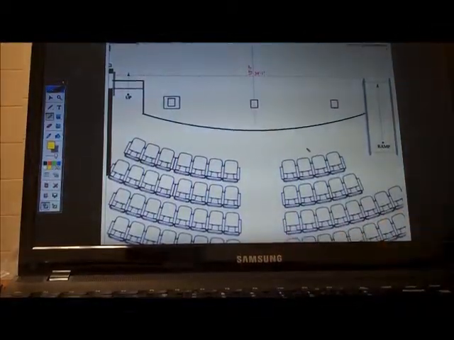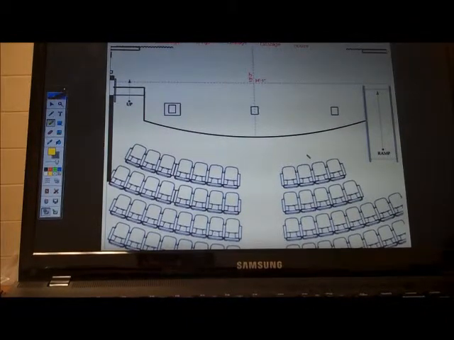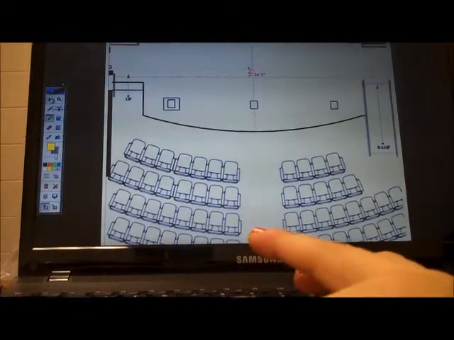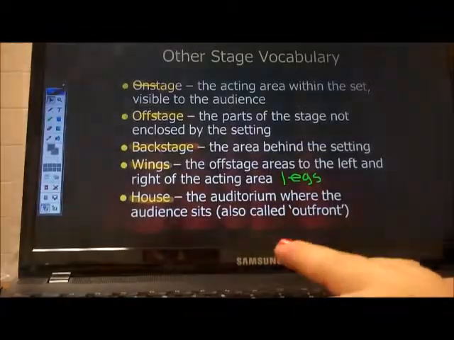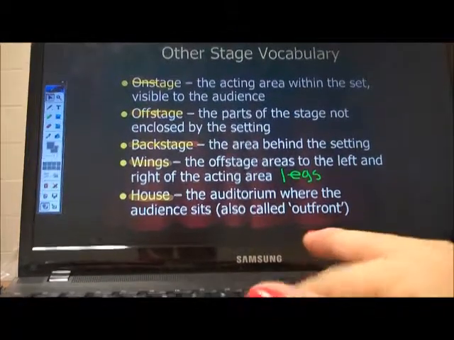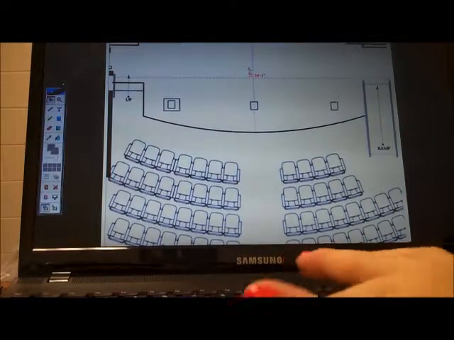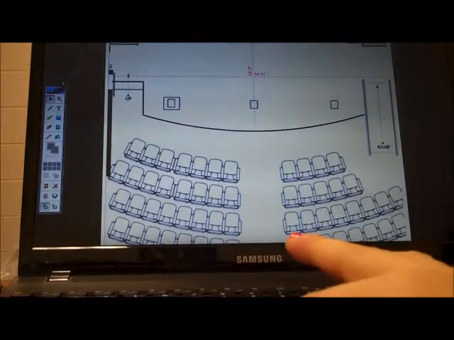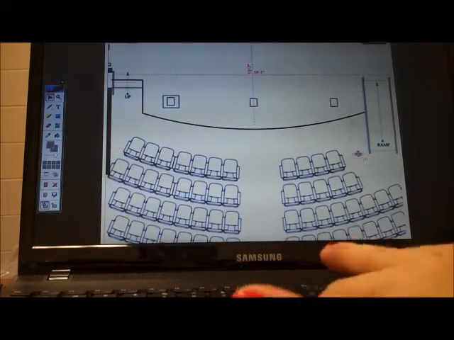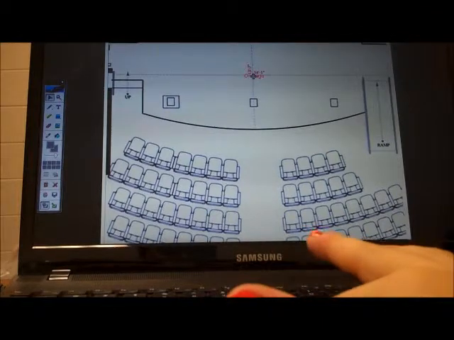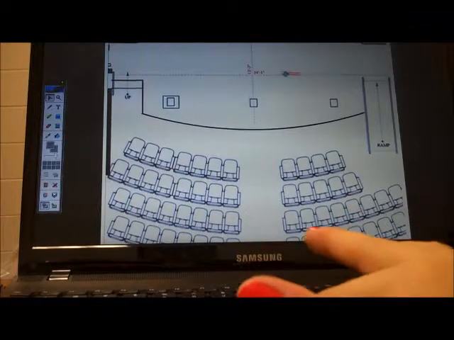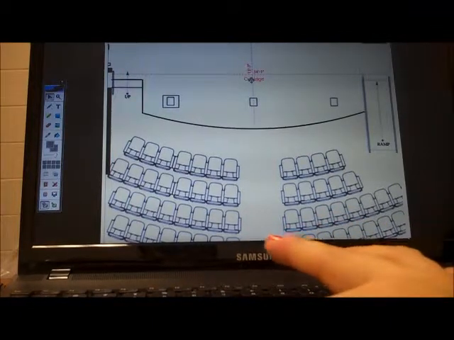Same with using that same random student selector, I would pick 5 students, and they would come up and grab these words. So I would say, okay, let's go back and look on this page. On stage, the acting area within the set visible to the audience. And I would say, okay, Allison, where is on stage? She could grab this on stage and place it wherever she thinks it is. And of course, on stage is going to be right in the middle. It doesn't have to be center. It could be over here. It could be over there. But it's anything that's visible to the audience. So I'm just going to put it right here.